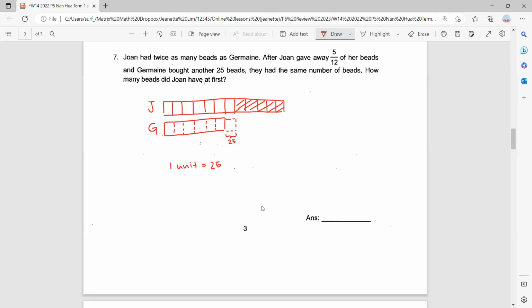The question asks, how many beads did Joan have at first? So Joan in total has 12 units. So I'll find 12 units. So 25 times 12.